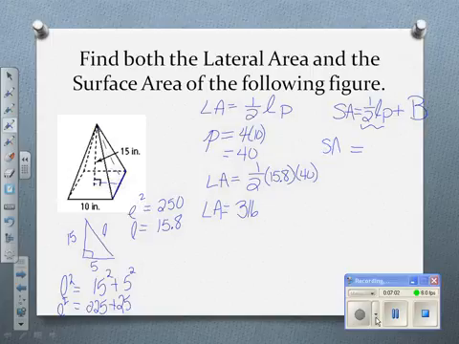So my surface area, we said that this was about 316. The area of the base, it's a square, so 10 squared, so 416 is my surface area. And if I use correct notation, it's inches squared. All right, let's look at the next example.